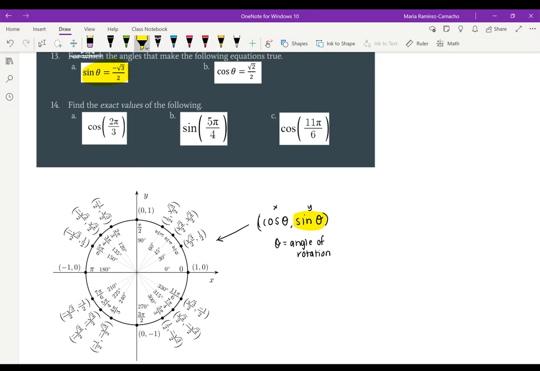So I see one right here. Notice that y value is negative root 3 over 2, so that's sine. And then there's another one right over here. So those angles would be 4 pi over 3 and 5 pi over 3. Or 240 degrees, 300 degrees, if you wanted to write your answer in degrees. Either's fine. I'm going to write my answer in radians. Theta equals 4 pi over 3 or 5 pi over 3.